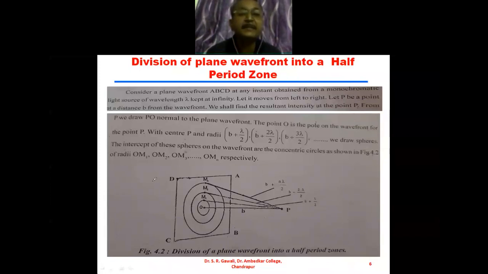With center as P, and radii b, then b plus lambda by 2, then b plus 2 lambda by 2, then b plus 3 lambda by 2, and so on, and lastly b plus n lambda by 2.